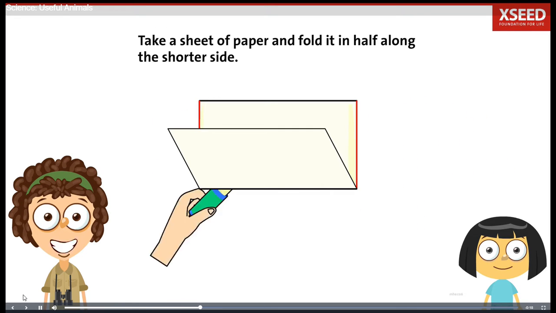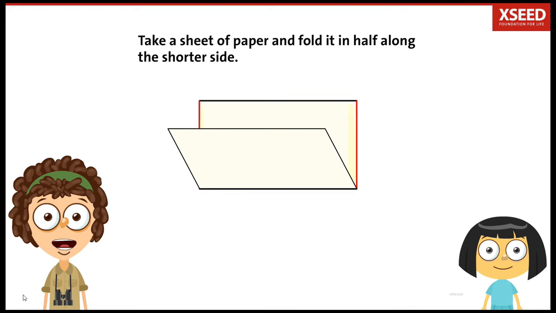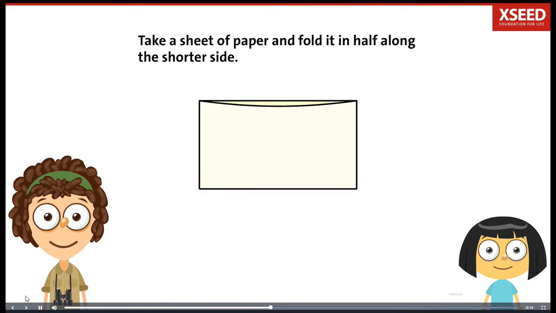Now using glue, stick the left and right edges of the folded paper together. Make sure that you do not stick the top edge of the paper. This is an envelope. Write useful animals on it.